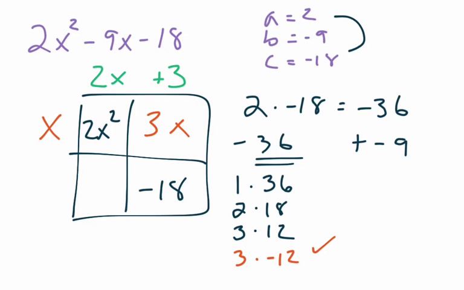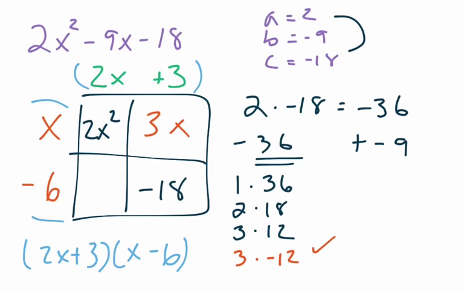And then move down to figure out this. What times 3 gives me negative 18? So that would be negative 6. And so my two factors are right there. So we have 2x plus 3 and x minus 6. And then please do that check there. 2x times negative 6 is negative 12x, and that matches your other number. So you know you have done it correctly.